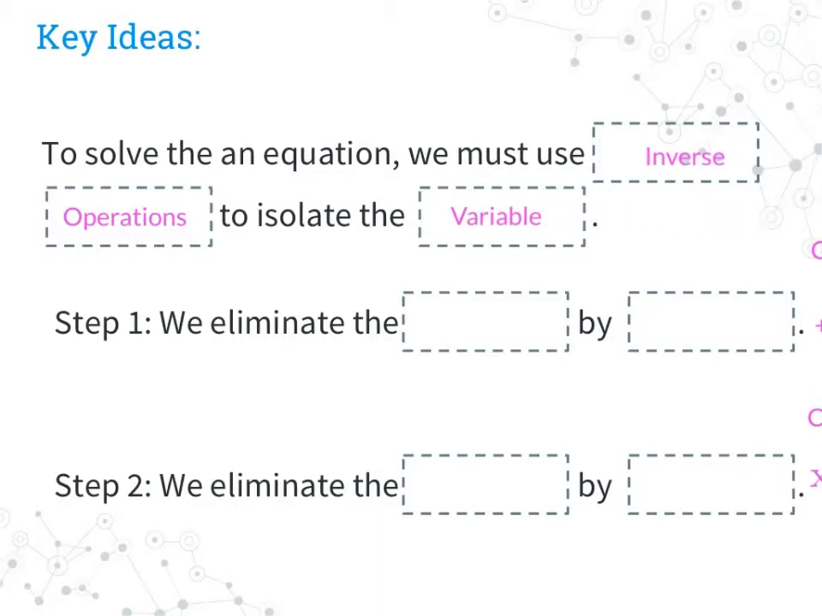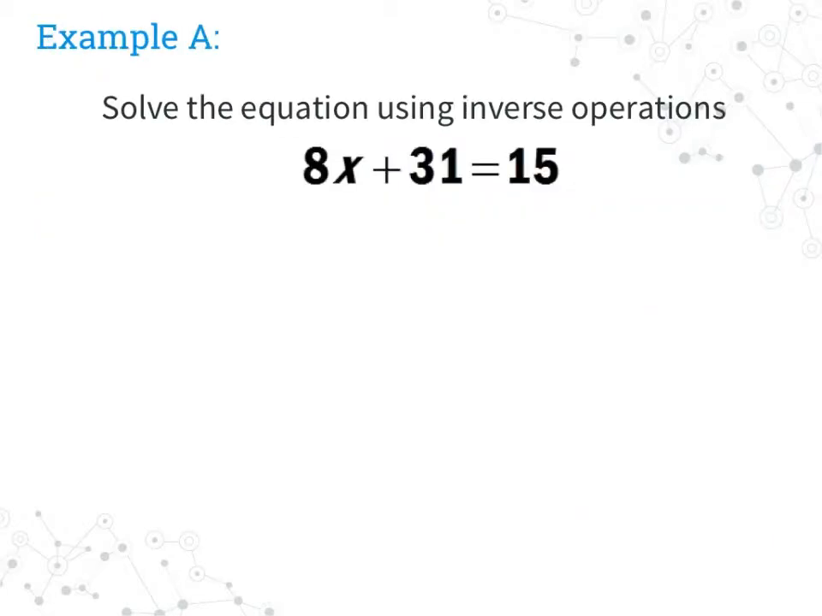So step 1, we're going to eliminate the constant by either using plus or minus, addition or subtraction. And then we're going to eliminate the coefficient in step 2 by either multiplying or dividing. So let's see how that works right now. So here we are at example A, and it says solve the equation using the inverse operation.